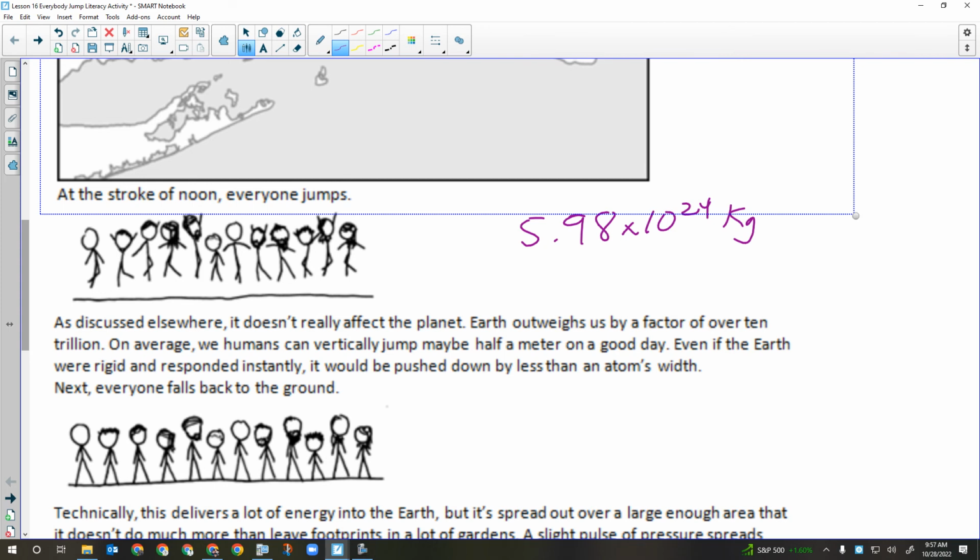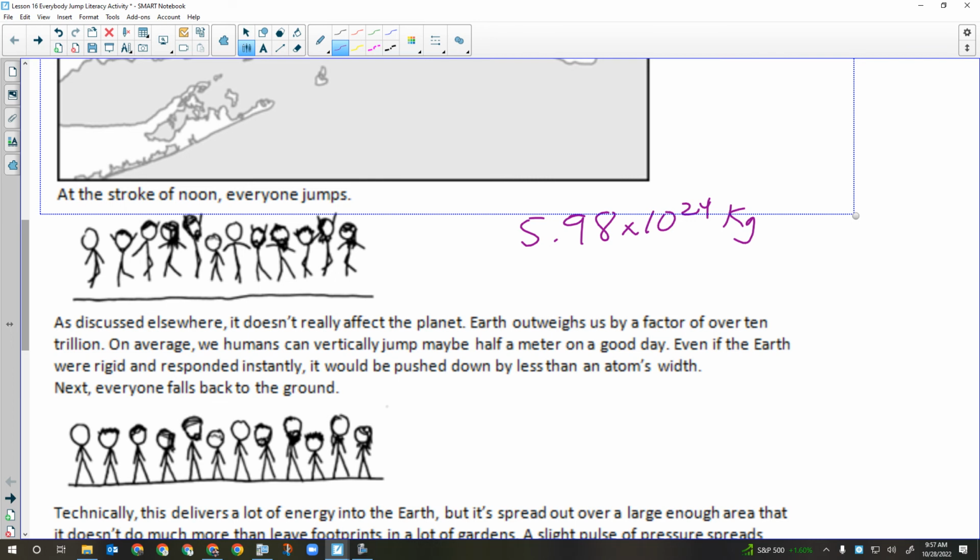Okay? It's big. It's very, very big. Earth outweighs us by a factor of over 10 trillion. And I mean us, I mean all the people on Earth. It still outweighs us by over 10 trillion times.